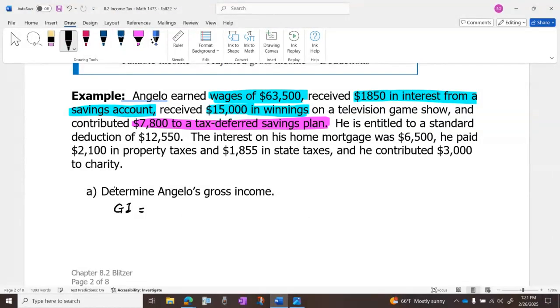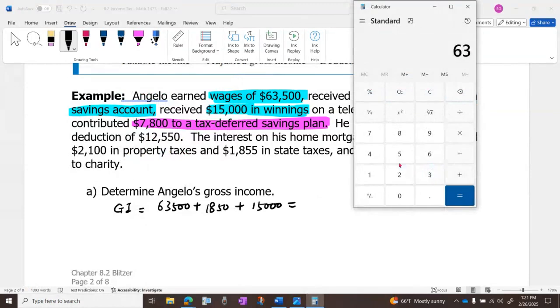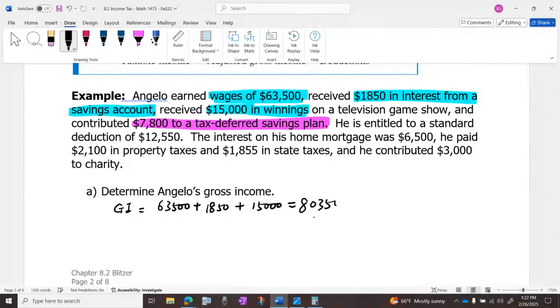Gross income, GI, includes his salary, $63,500. It includes the interest he gets from the investment or bank, $1,850. It also includes his winnings from the game show, $15,000. Okay, let's add those together. Let me get a scientific calculator. $63,500, $1,850, $15,000, that is $80,350. Okay, so that is the gross income of Angelo.